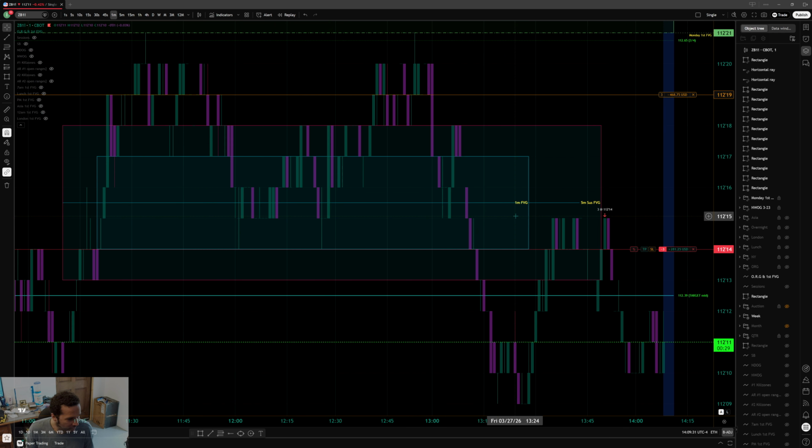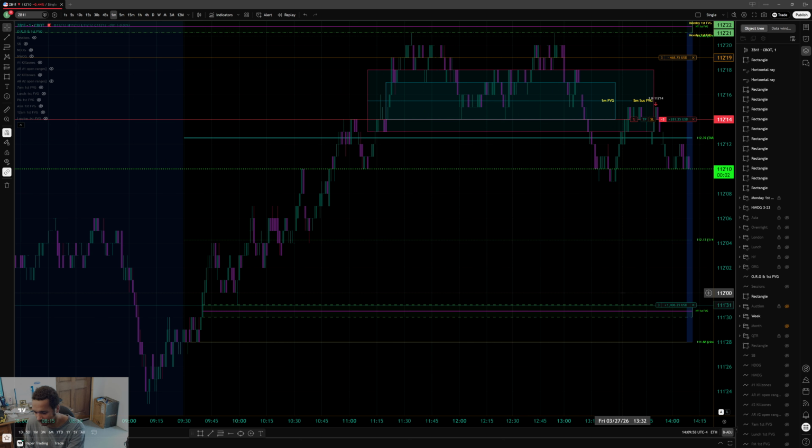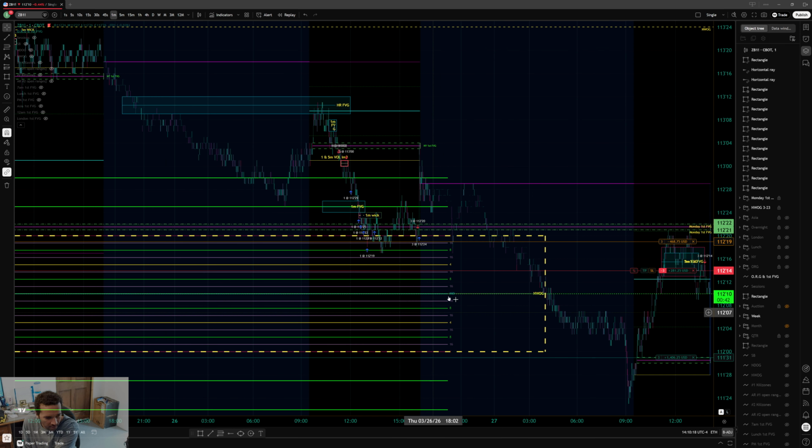Stayed below the midpoint. Really, this is only 3 ticks, so we stayed in the bottom third of it. Rolled over. I triggered in right there. Right at the midpoint of the new week opening gap.